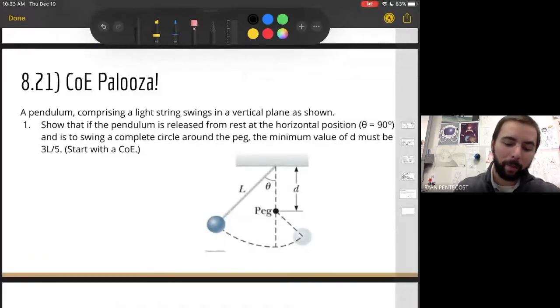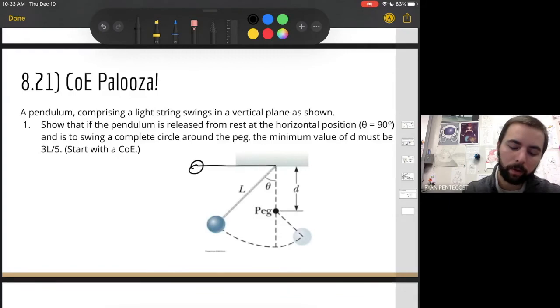So we have a pendulum comprising a light string that swings in a vertical plane as shown. Show that if the pendulum is released from rest at the horizontal position, that is out here, that is our starting position, and it is to swing a complete circle around our peg.